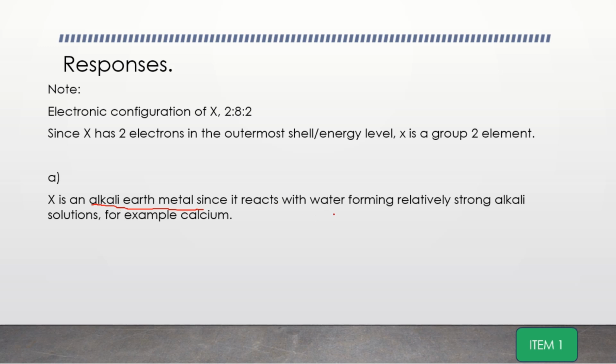Since it reacts with water, X can react with water, forming relatively strong alkaline solutions. I've used the word relatively strong just because we have group 1. Group 1 forms alkaline solutions that are very strong. And I've tried to give an example. Remember here we said you have to give the category. Since here we are dealing with the element, you have to give the category of the element.